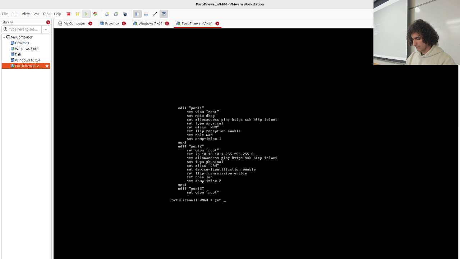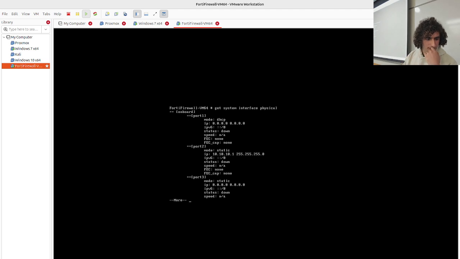And if we do get system interface physical, we will get, okay, perfect. Yeah, we'll get our static IP. Now, one thing about using this tool is that it does require a license. So this is about as far as we could get. If it would run, this is perfect. This is all set up.